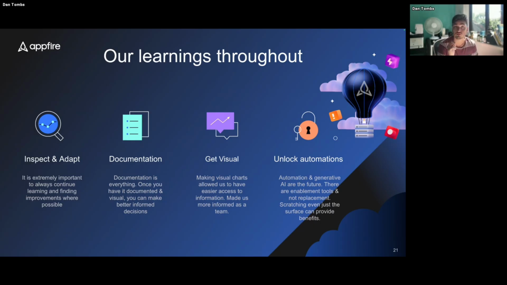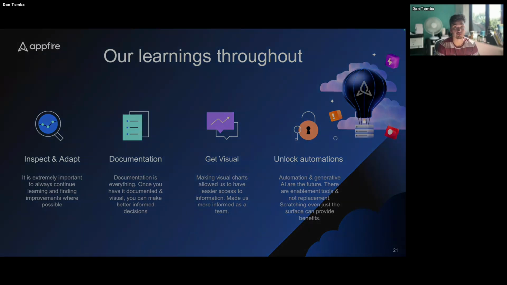The third is getting visual, because if you can make reports and charts and graphs and all those nice diagrams, your eyes will catch it quicker. As the saying goes, a picture speaks 1,000 words. You'll be able to look at things in a different light. And the fourth, as I've shown in many ways, is unlock the automations. Automation and generative AI are genuinely going to be the future, and they are enablement tools and not replacement. We're only just scratching the surface, but if you're genuinely curious, look at your automation landscape and think about areas where you can unlock it with some automations.